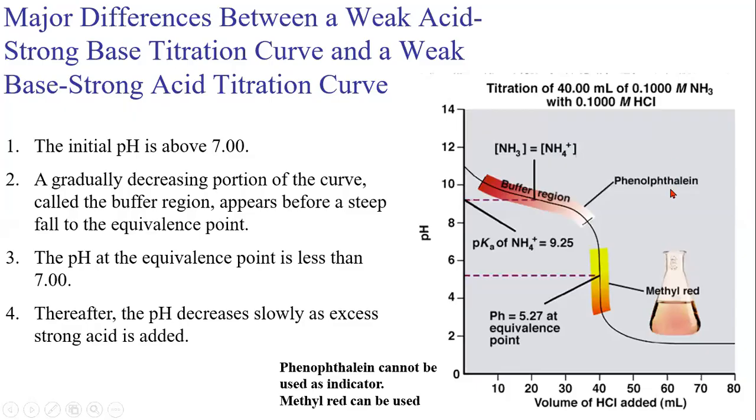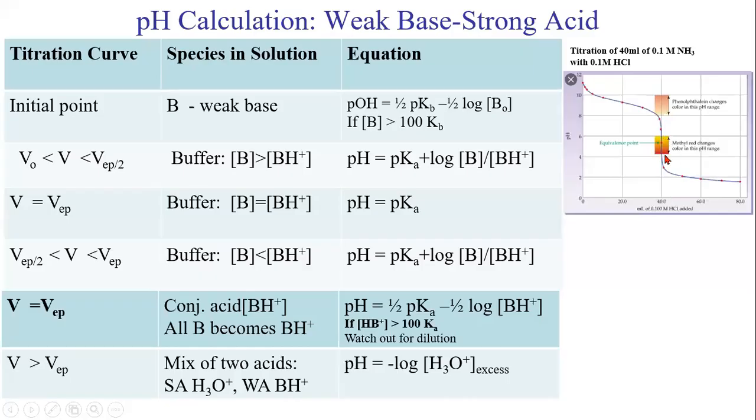Here, again, methyl red can be used because it's within the pH change of the equivalence point, but phenolphthalein is not in this volume at around 40. It's not within that range. Cannot be used.